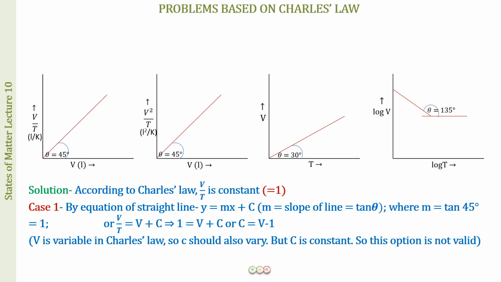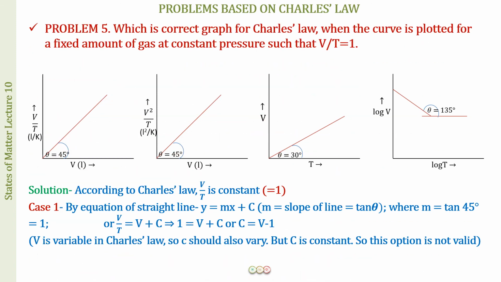The next question we have is: which is the correct graph for Charles law when the graph is plotted for a fixed amount of gas at constant pressure such that V by T is equal to 1. So we have again Charles law. According to Charles law, you know that V by T is going to be constant, and here the value is also given to you that V by T is equal to 1.